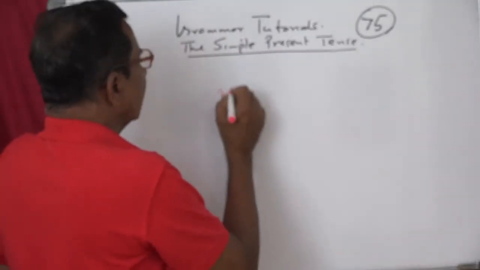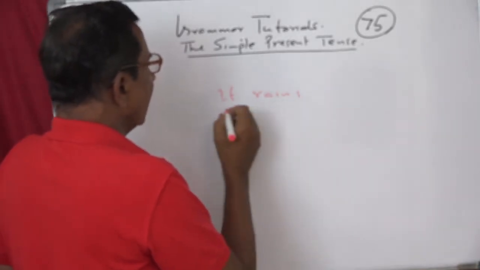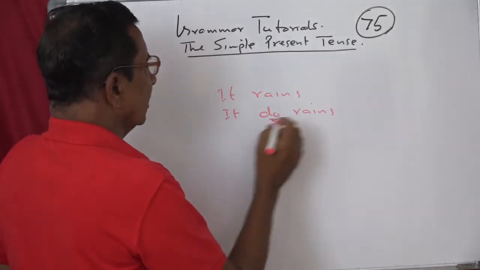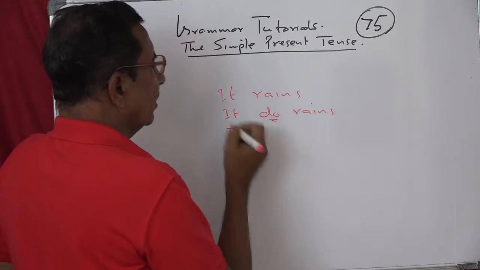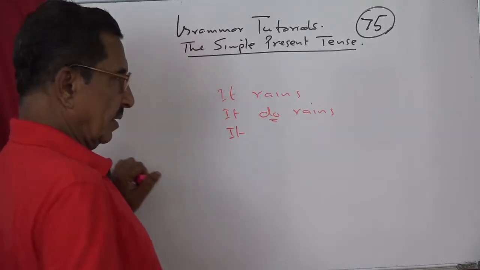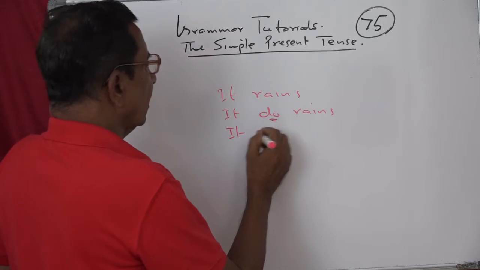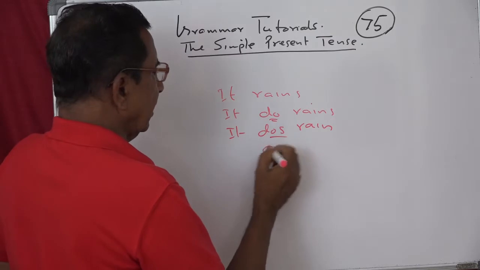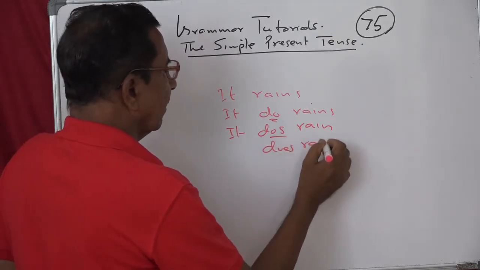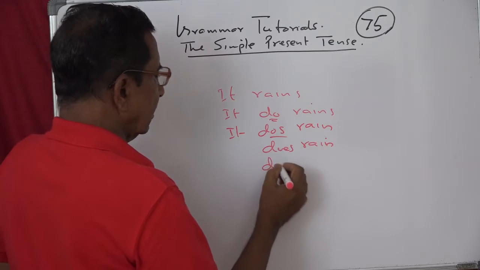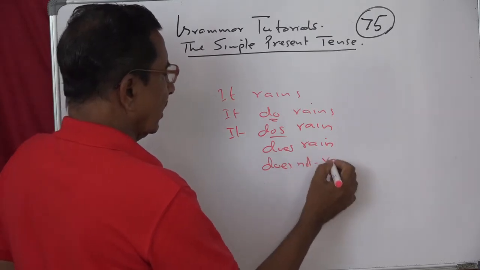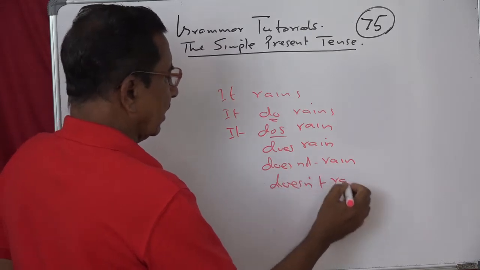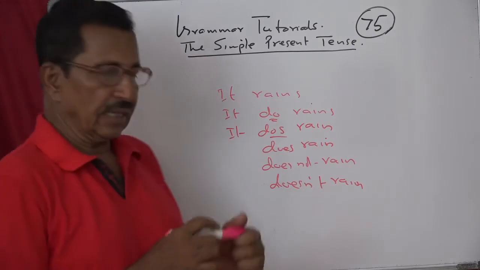Alright. So here again, what do you want to say? It rains. It do rains. By do insertion you get this. By transfer of the S tense marker you get does rain. Spelling: does rain. Then does not rain. And then doesn't rain. So that's how you make the negative.